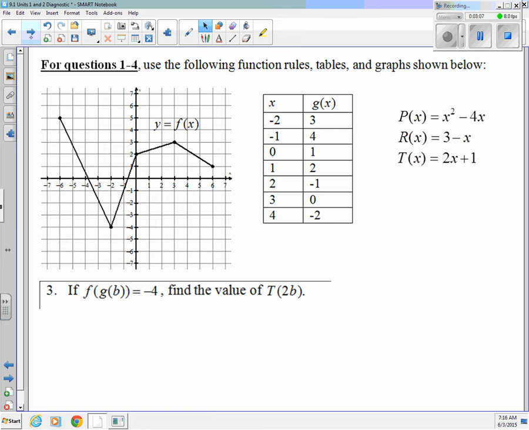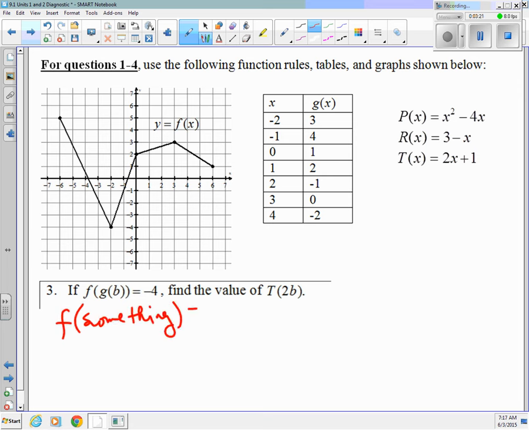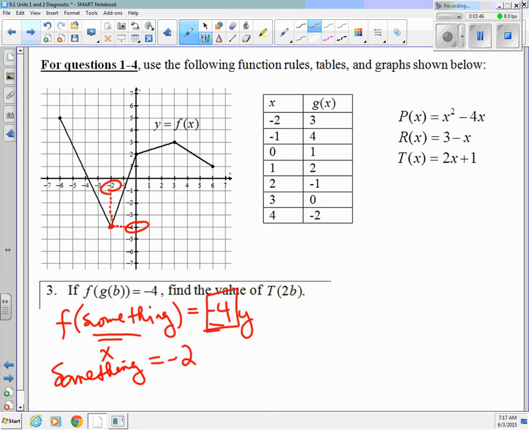Okay, number 3. It says if f of g of b is -4, I'd like to find the value of t of 2b. Well, I have f of something as -4. This is the y value, so this has got to be an x value. Functions eat x's and spit out y's. So this is a y value, and this is an x value. I know my y value is -4, so I'm looking at my graph of f. My y value is -4, and lo and behold, I get an x value of -2. So I know the something inside this function had to equal -2.